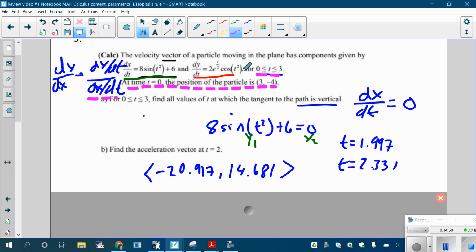Although we are doing a parametric equation, you do not have to be in parametric mode to do these derivatives. And in fact, you shouldn't be.